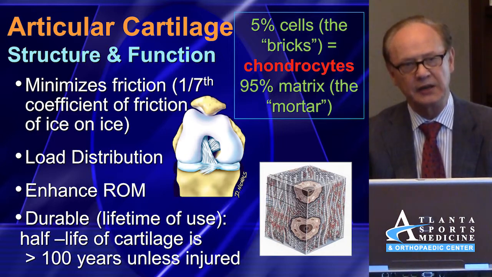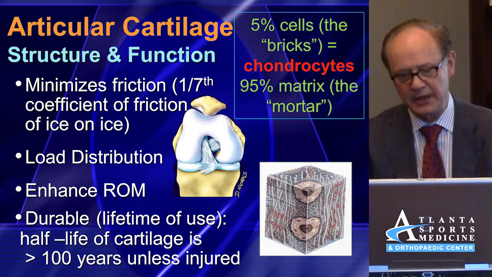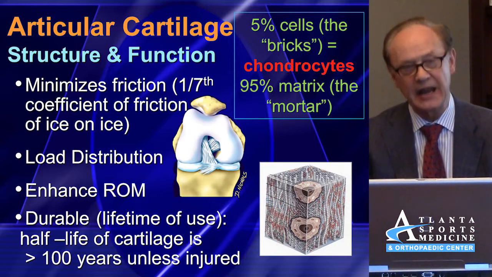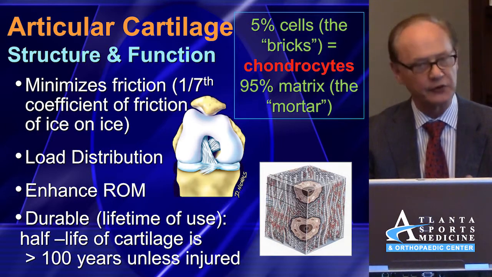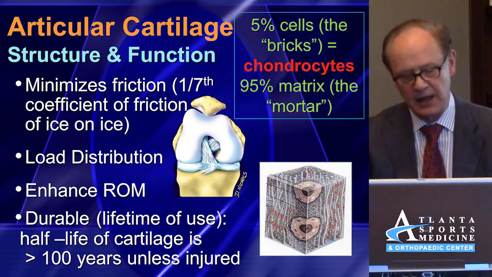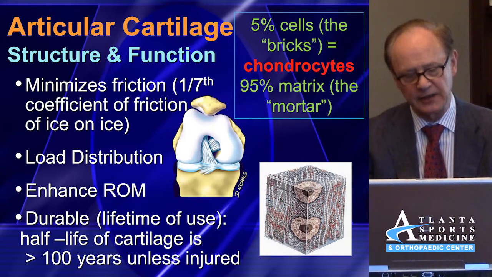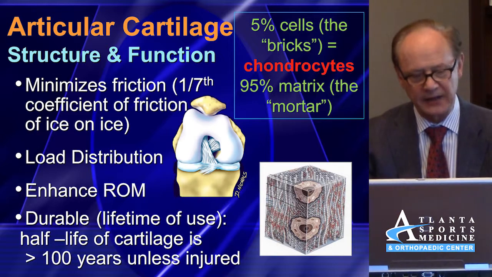Well, this is a pretty unique function in human anatomy. It has 1/7 the friction of ice on ice. So it's 7 times slipperier than two pieces of ice rubbing together. So it's pretty great stuff, and really rivals anything that man can even make at this point.